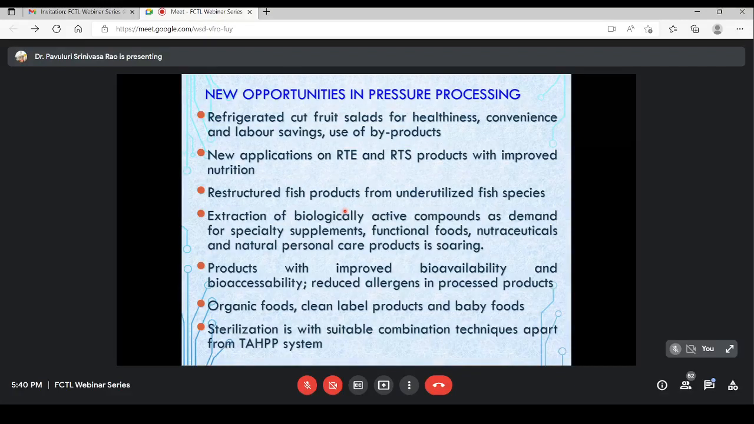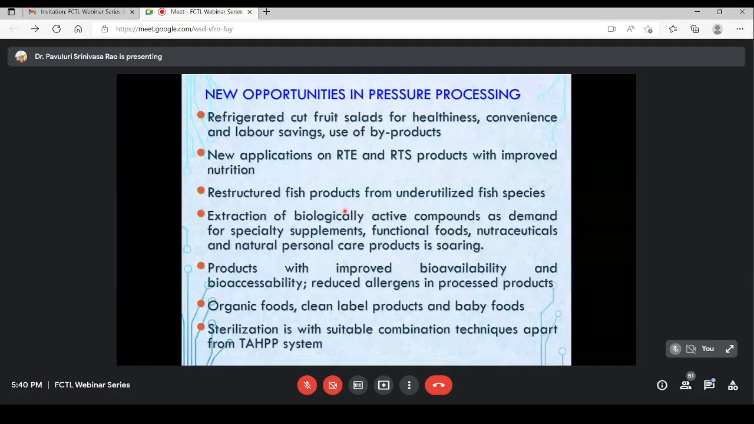Similarly, the restructured fish products from the underutilized fish species. They contain some amount of meat, but with a lot of bone structures. These are not utilized as edible directly, but the separation of this minced meat can facilitate that kind of restructured products. At the same time, during the separation of meat and subsequent products, you will have a lot of cross contamination that also can be eliminated during the restructuring of these fish products.